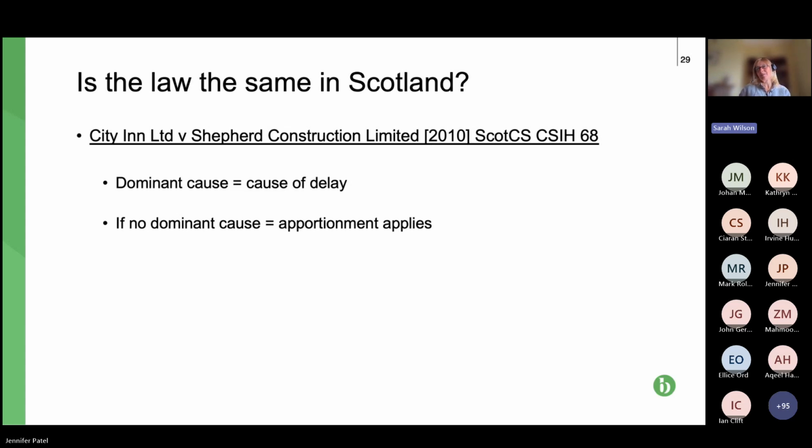So, I suspect in our example, a court might say, well, the lack of labour was the dominant cause, in which case, no extension of time. Sorry, contractor. If the court couldn't decide or didn't think there was a dominant cause between weather and the labour, then there would be no dominant cause, that second sub-bullet point, and they would apportion. So typically what they would do would be to apportion the time between the two causes.